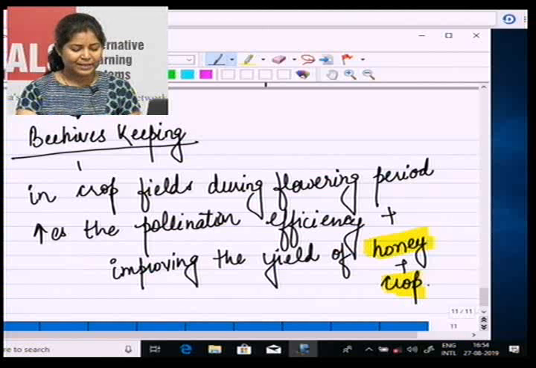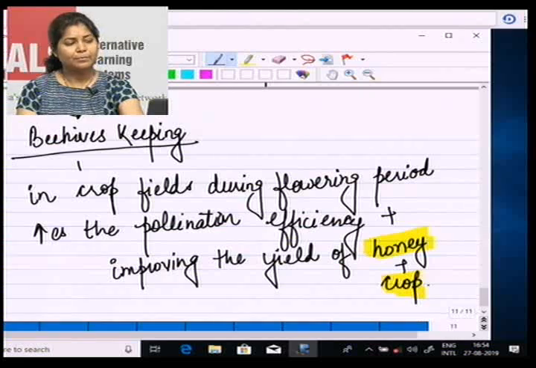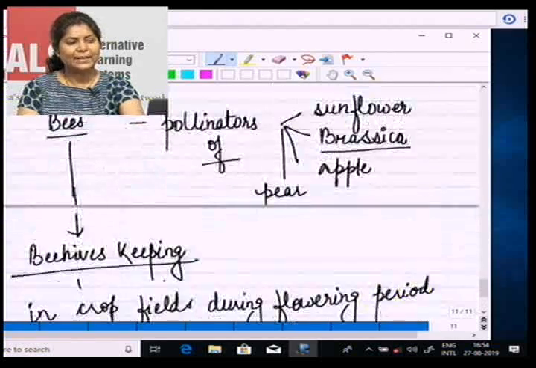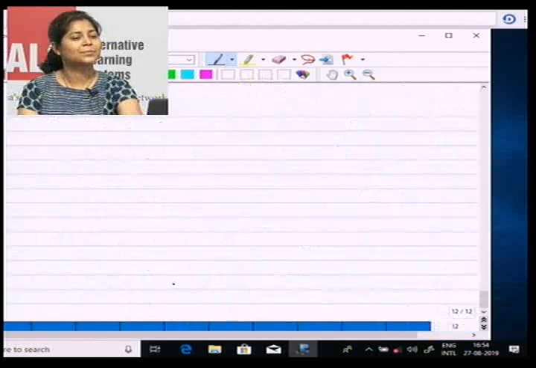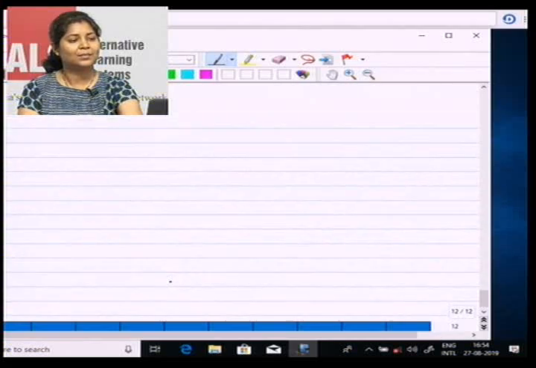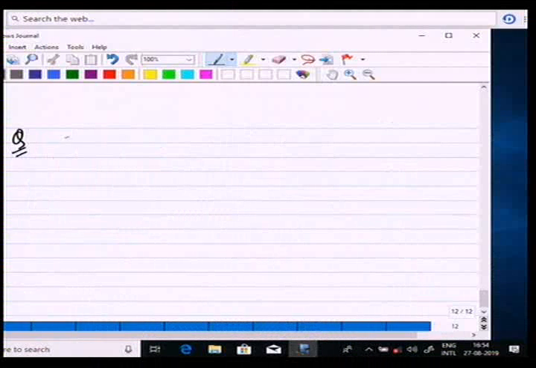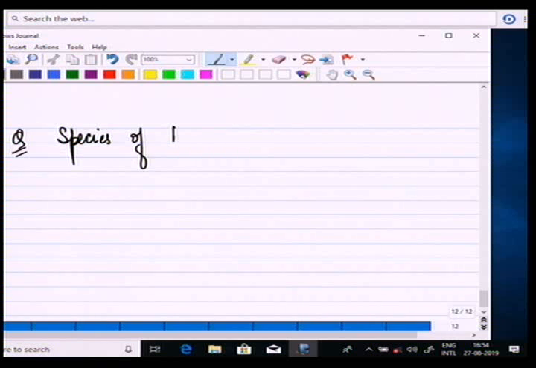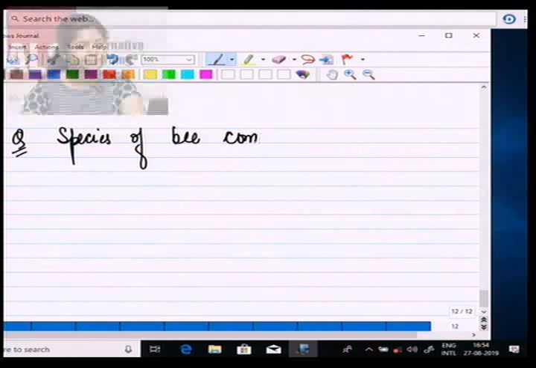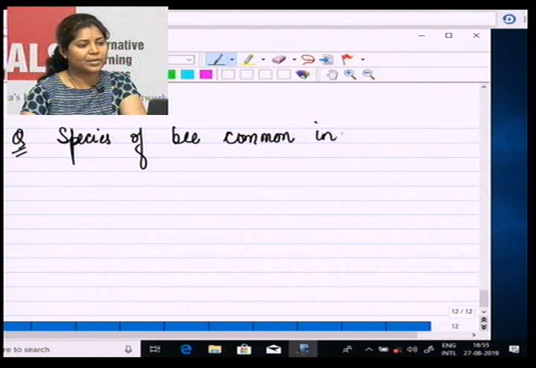Okay. So we have this advantage of beekeeping. Let me know if there is any problem up to this. So we will do a small question, since there was a request from St. Paul's. So we'll do a common question: species of bee common in India.